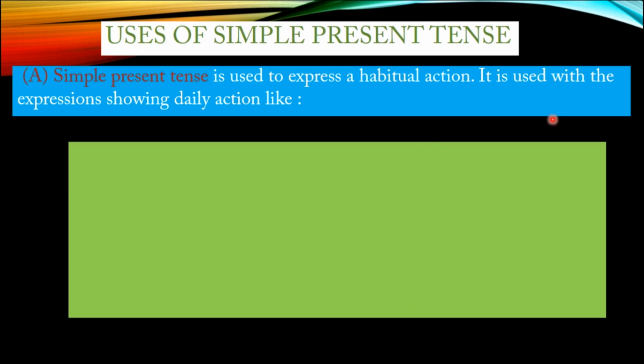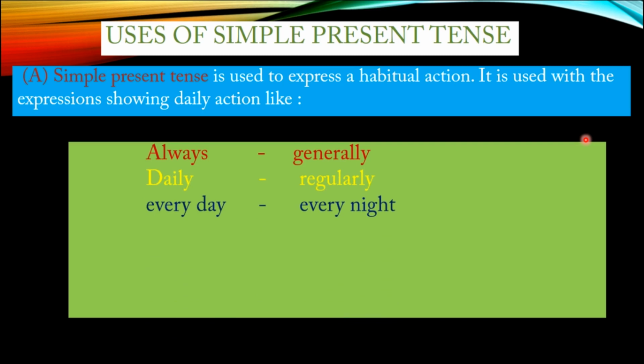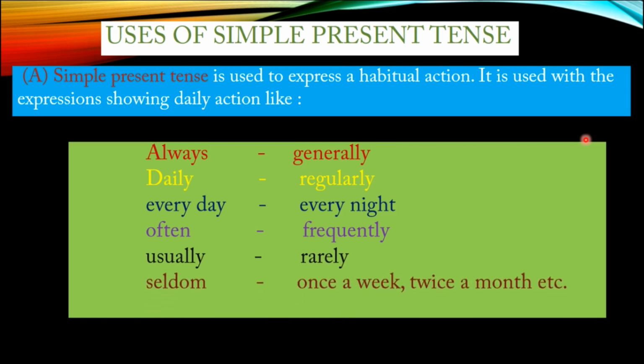It is used with the expressions showing daily actions like always, generally, daily, regularly, every day, every night, often, frequently, usually, rarely, seldom, once a week, twice a month, etc. All these are called adverbs of time. When we find these adverbs of time and frequency, we can use simple present tense only.